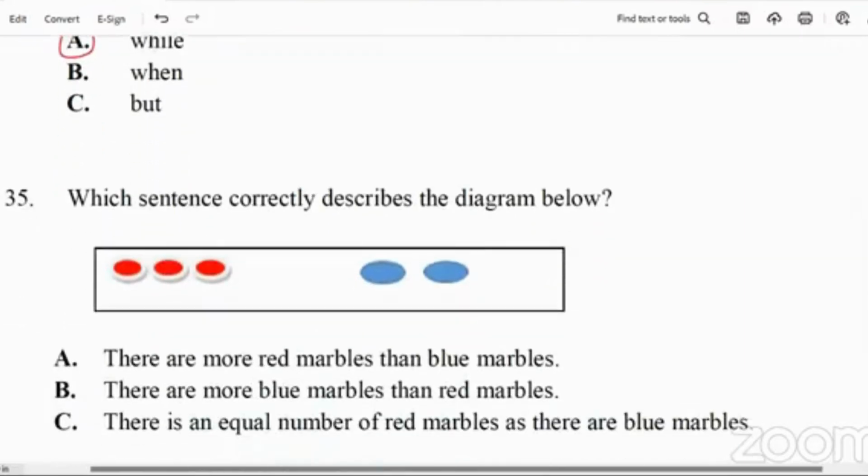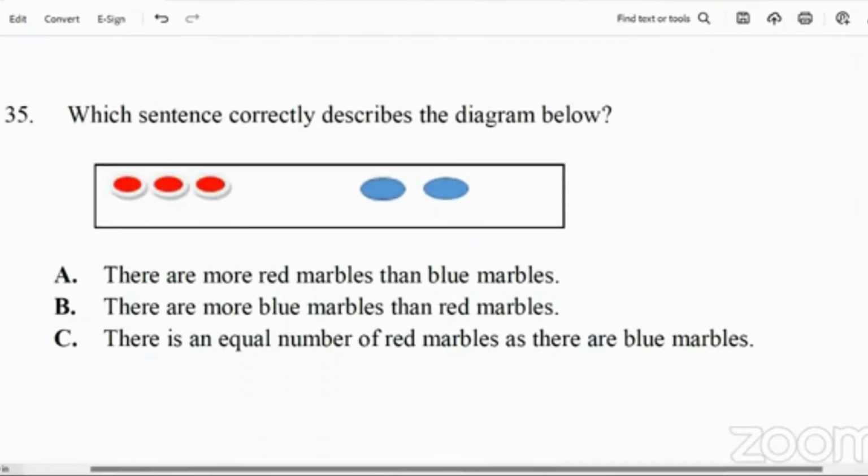All right, question 35. Which sentence correctly describes the diagram below? All right, so we see 3 red marbles and 2 blue marbles. All right, so A, there are more red marbles than blue marbles. There are more blue marbles than red marbles. There's an equal number of red marbles as there are blue marbles. So of course, C is incorrect. All right, the numbers are not equal. So which has more? Is it red or blue? Red is more, so A is correct. There are more red marbles than blue marbles.